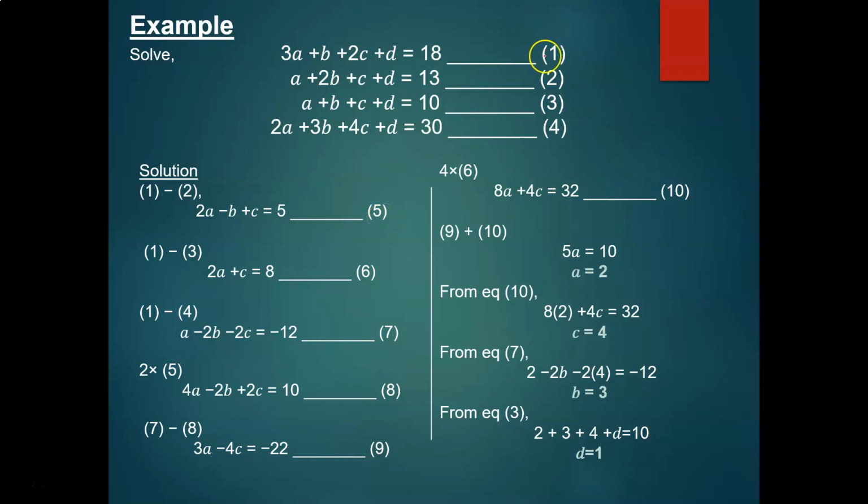And I can also do equation 1 minus equation 3. So I obtain 6th equation. And equation 1 minus 4. So I obtain 7th equation. And equation 2, I multiply equation 5, just now this is equation 5, I multiply it with 2, so I get this one. So this become 8th equation, okay?